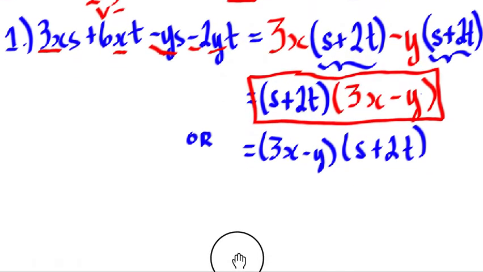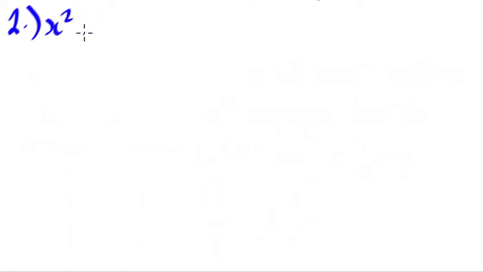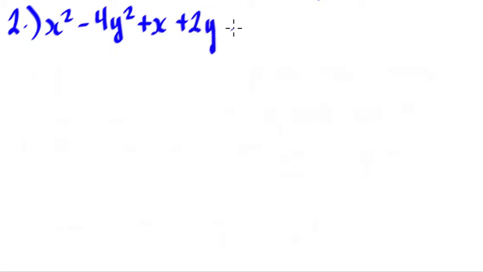Let's move to the next example. Okay, number 2. Maybe we can have more space there. For our number 2, let's have x squared minus 4y squared plus x plus 2y.